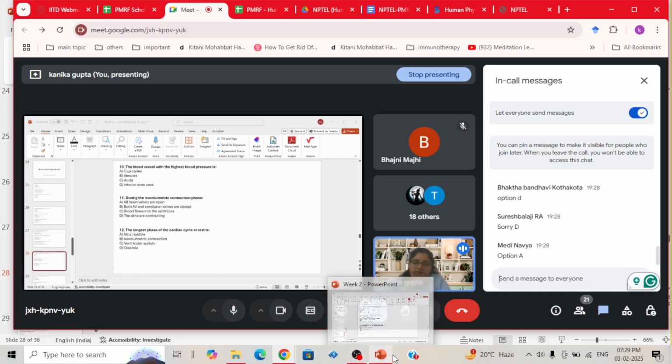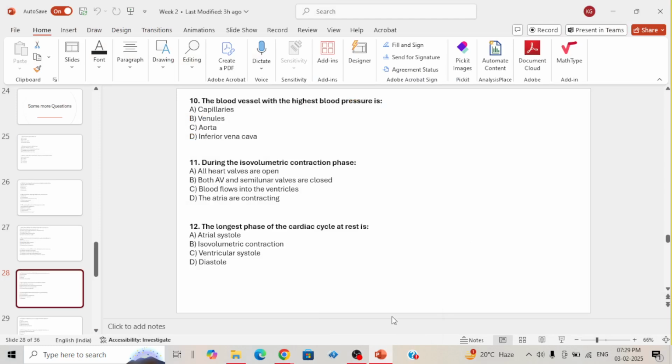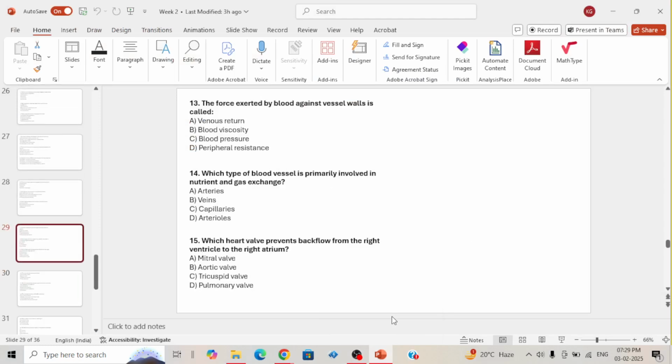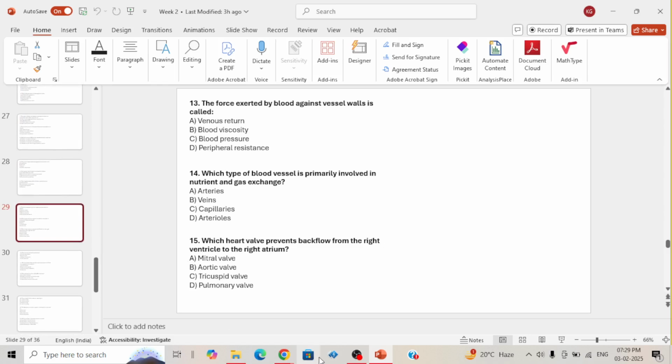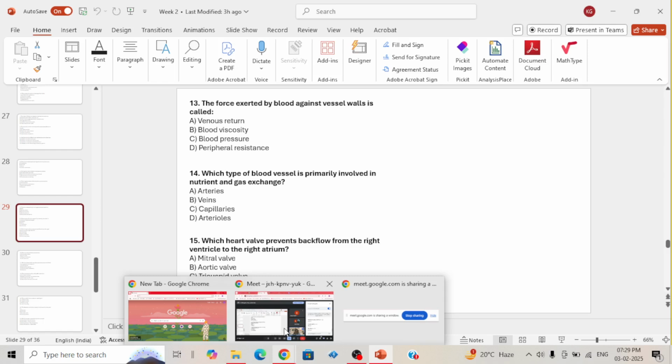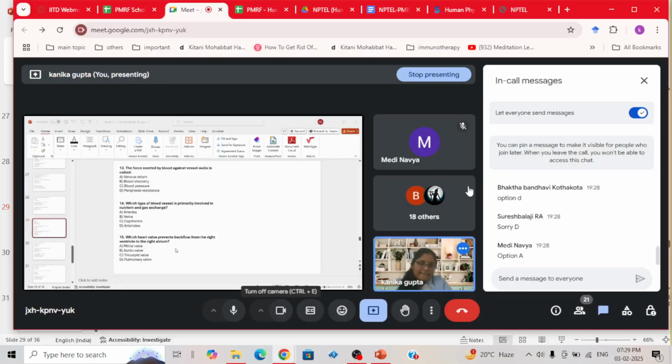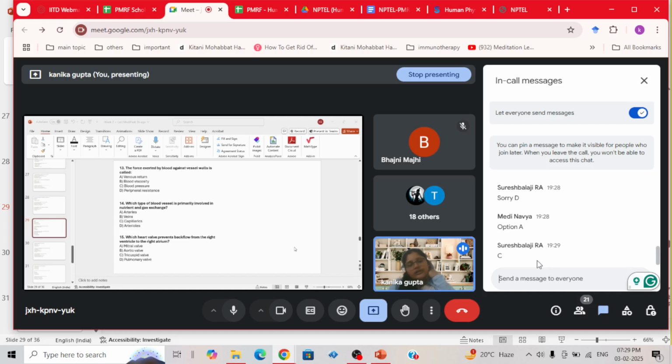Okay. Now next, we'll move towards the next question. The force exerted by blood against vessel walls is called as. Blood pressure. Yes, it is blood pressure. Other people, what would you say? Please, guys, be active and try answering in chat box. It will help you guys to remember things better. Yeah, it is blood pressure only.